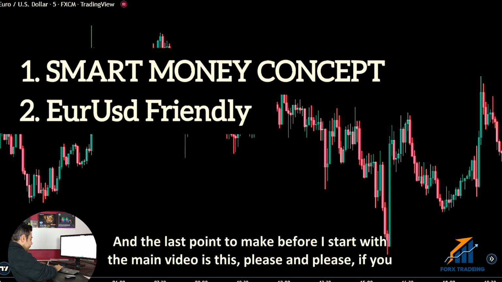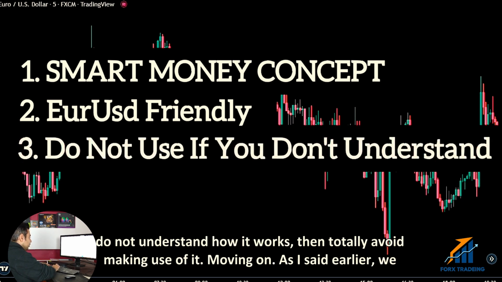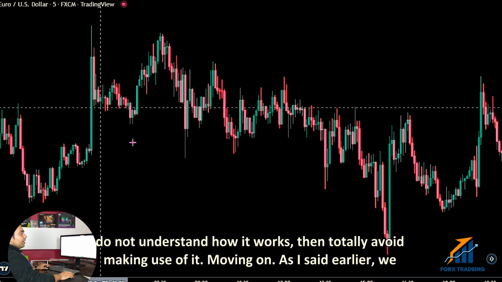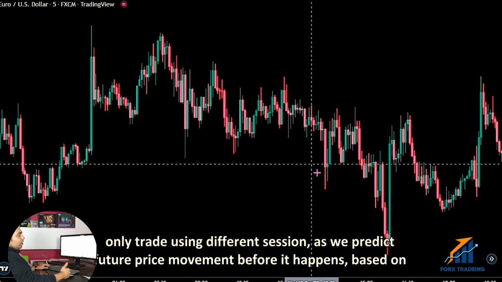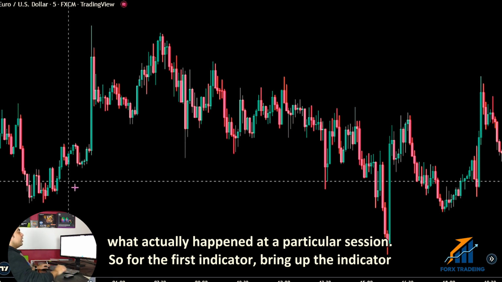Moving on. As I said earlier, we only trade using different sessions, as we predict future price movement before it happens, based on what actually happened at a particular session. So for the first indicator, bring up the indicator panel. I want you to search for the session indicator. This one right here by Junior FX Addict.